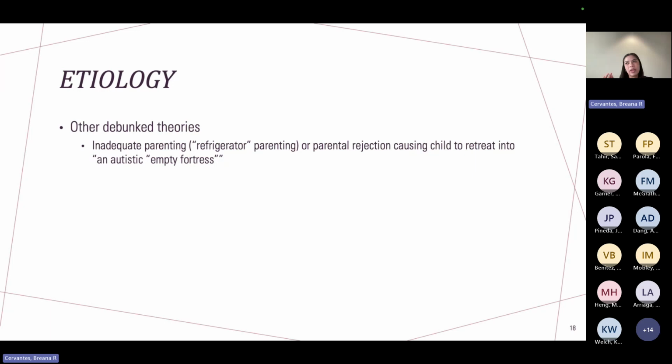This was something that was discussed decades ago, and there's no research showing any evidence of insensitive parenting causing autism. Now, we might see differences in how parenting looks between different types of moms, but again, that's not going to be the cause of autism. So that's another debunked theory.